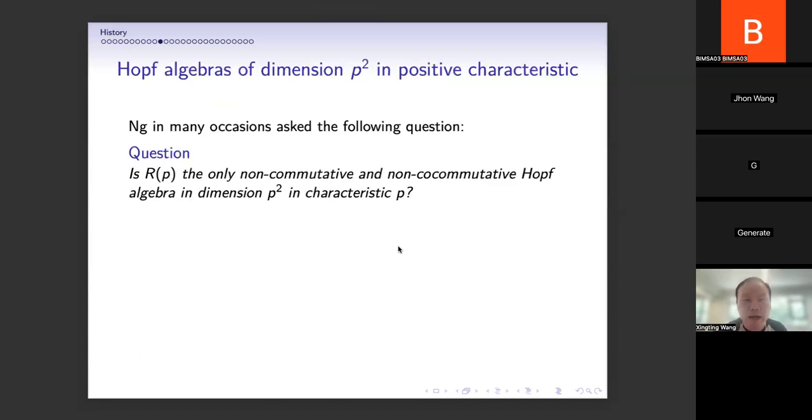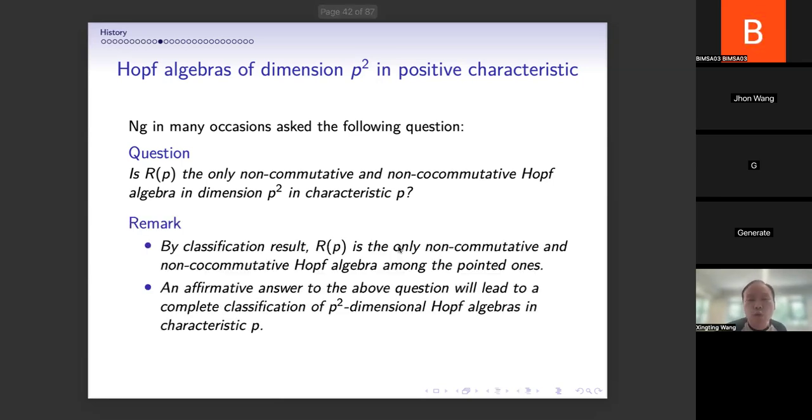So Richard, when he saw the work we had done, the p squared work, asked the following question many times, and I'd like to put it as a question because that's the main concern of my remaining talk. The Taft algebra is unique in the world of characteristic zero Hopf algebras in dimension p squared; how should R_p play its role in the positive characteristic world of dimension p squared Hopf algebras? So the question can be formulated in the following sentence: is R_p the only non-commutative and non-cocommutative Hopf algebra in dimension p squared?